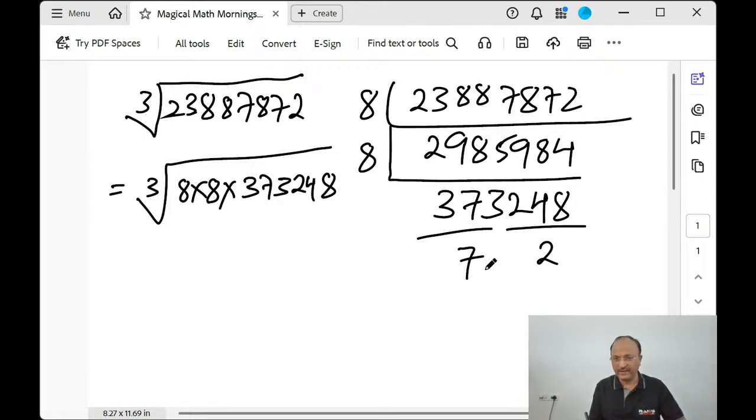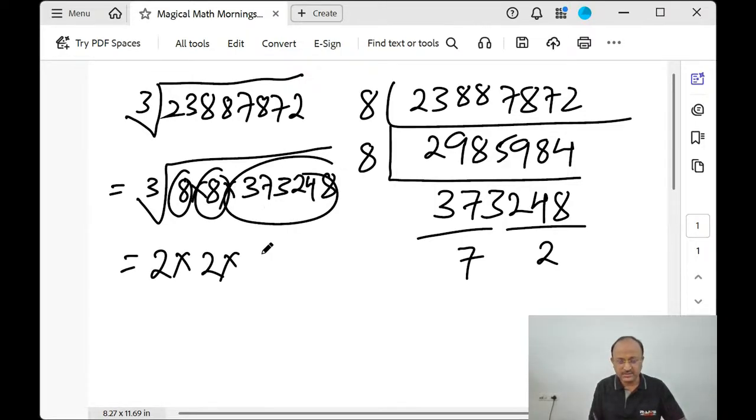Therefore we'll take 7. So cube root of this is 72 and cube root of this is 2. So just multiply these things, you will get the cube root. 72 twos are 144, 144 twos are 288 is the cube root of this.